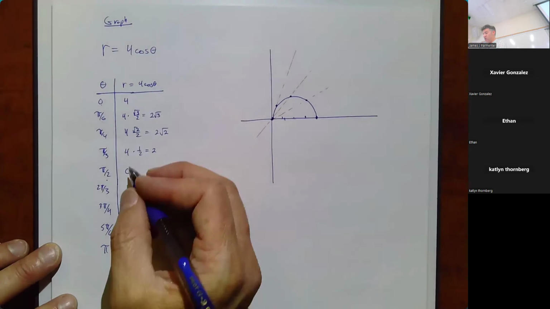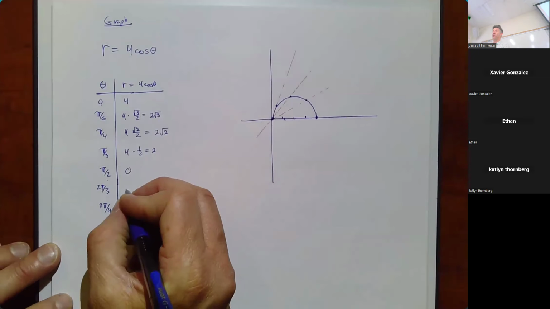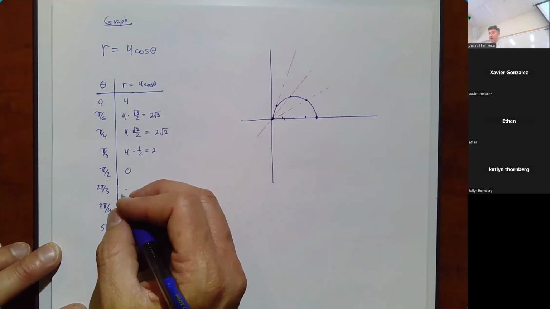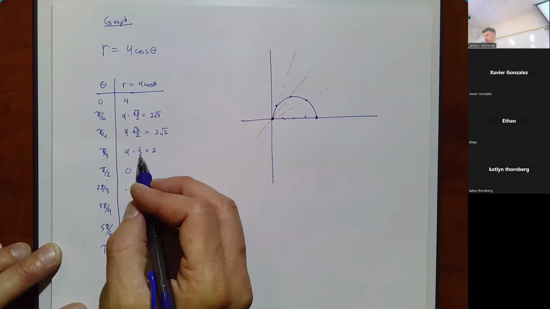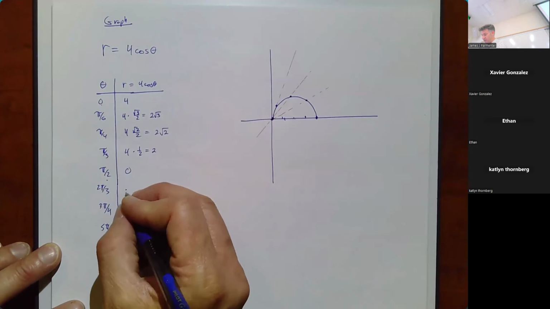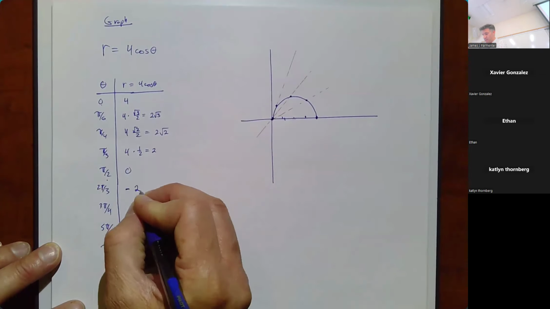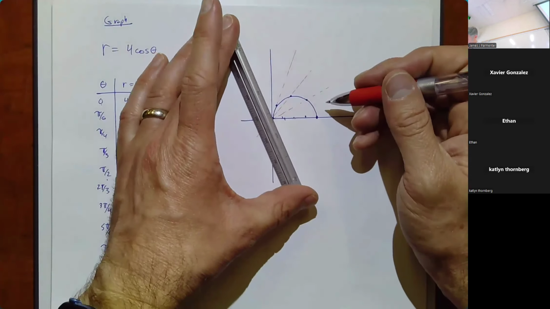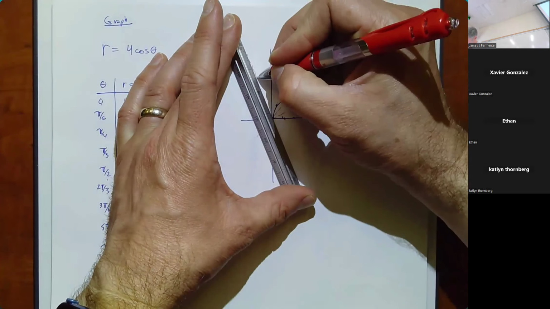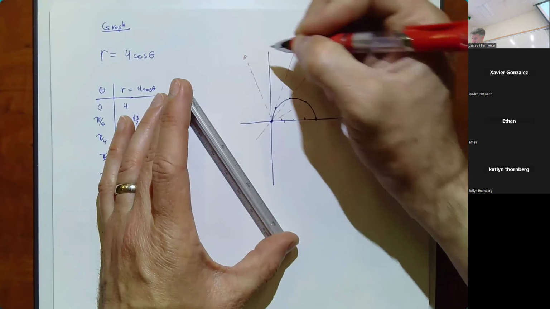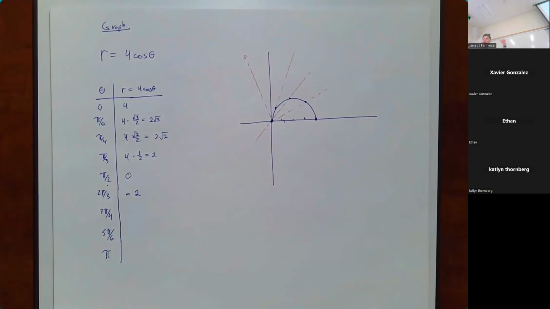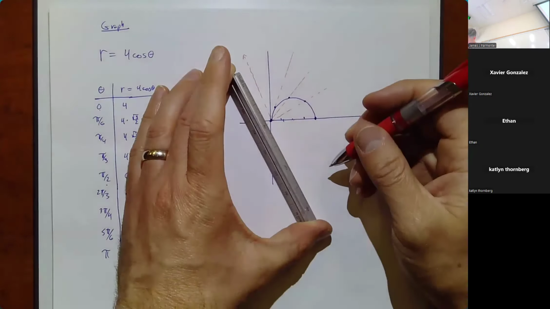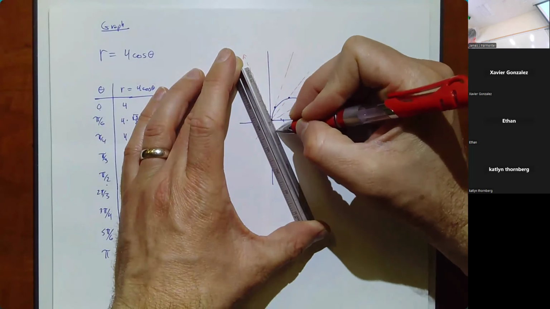So cosine of 2 pi over 3 over in quadrant 2 is negative. So cosine of 2 pi over 3 is negative 1 half. So we're going to be getting 4 times negative 1 half, which is negative 2. So look at this. The angle 2 pi over 3 is pointing that way, but then I have to go in the opposite direction because my R value is negative 2. So I end up down here instead.